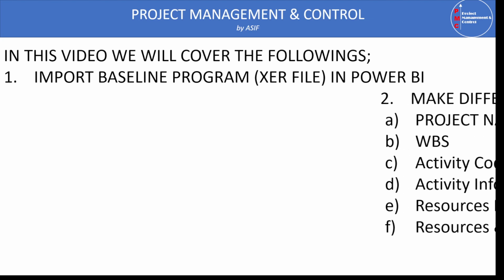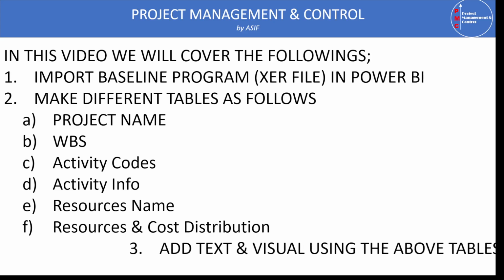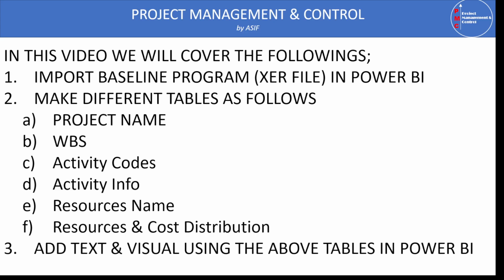When we link our XER file with Power BI, we can extract several tables. For example, we can extract a table for the project name, a table for the WBS name and its assignment, tables for the activity codes and their assignment, and activity information, which contains activity name, activity ID, early and late start, total float, etc. We can also extract the resource dictionary, the resource and cost dictionary, and their distribution. Now we'll see how we can add text and visuals using the above tables in Power BI. So let's start in Power BI itself.